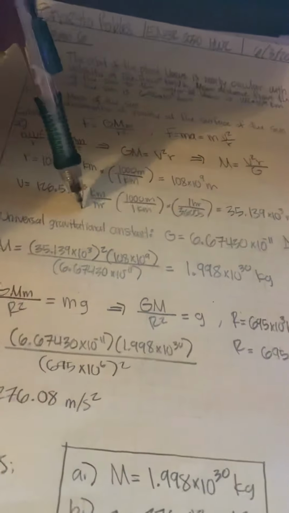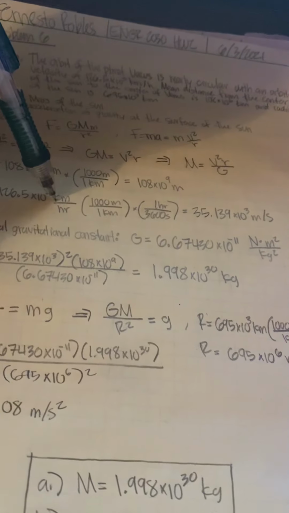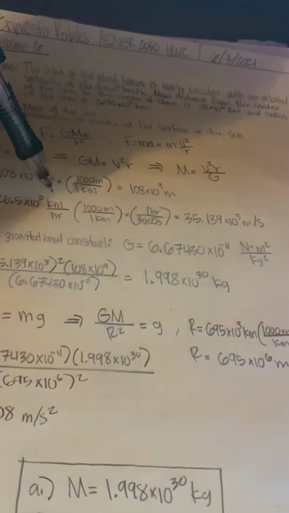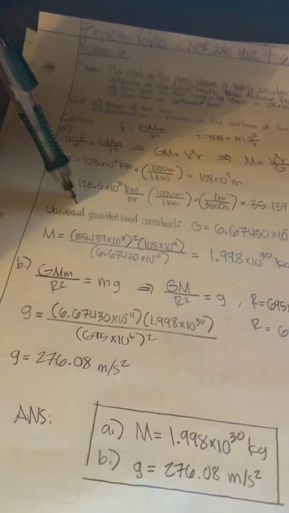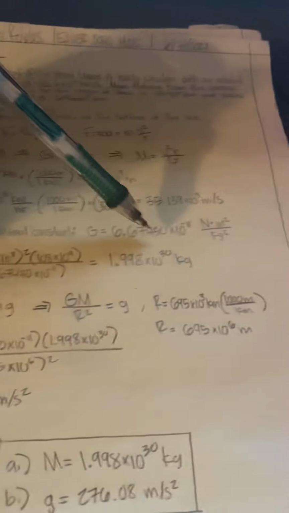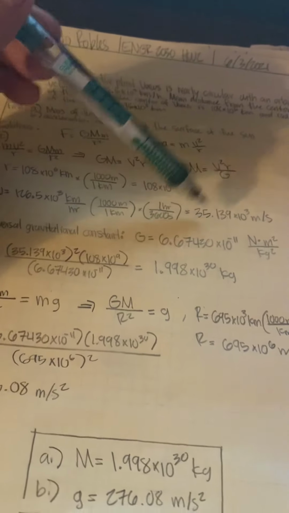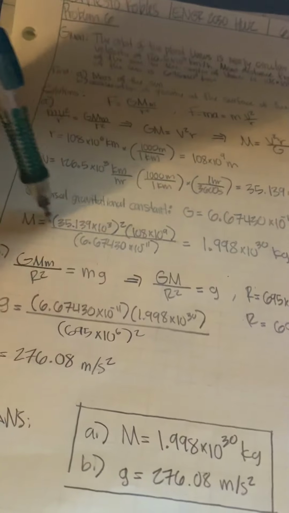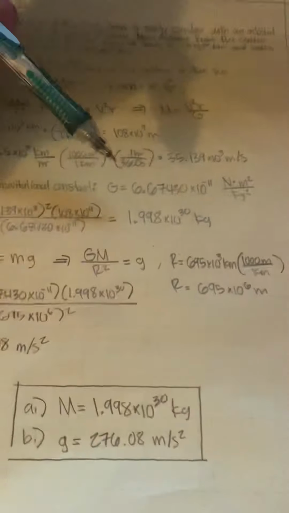Same thing with the velocity. It's given to us in kilometers per hour, so we convert it to meters per second. And then for the big G, this is the universal gravitational constant. I had to look up this value, but it's a constant value, so it's always going to be the same. So plug in the values in the equation for M, and this is what we get for the mass of the sun.